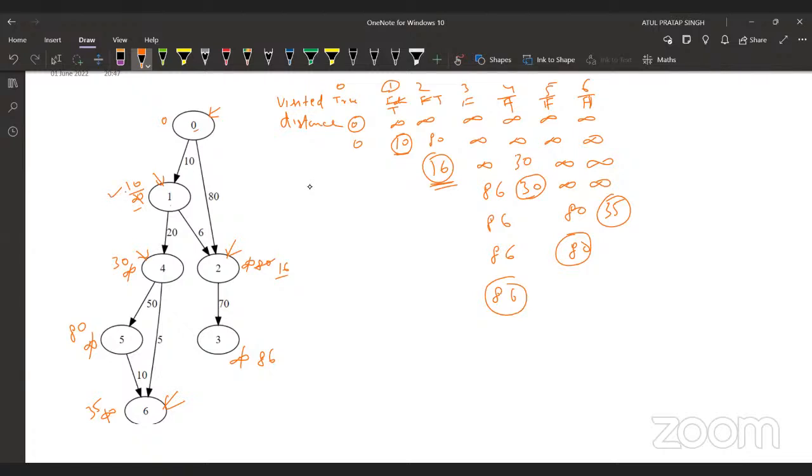So 0 to 1 we can visit in 10 distance, 0 to 2 in 16 distance, 0 to 4 in 30, 0 to 5 in 80, 0 to 3 in 30, and 0 to 6 is 35. So this is the shortest distance from 0 to all vertices. This is the information regarding the shortest distance.